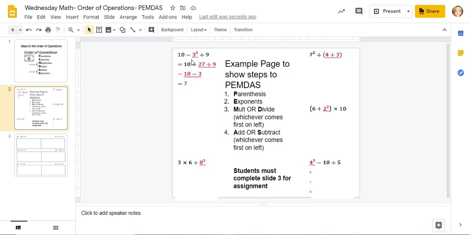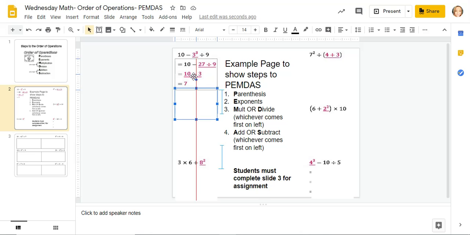10 minus 27 would be negative 17, and then divided by 9, you'd be left in some negative decimal world of mess, and that would be completely wrong. There are very specific steps to follow when you're dealing with multiple operations. So you had one operation here of subtracting, another of exponents, another of dividing. Those are not in the right order. So you had to do PEMDAS and then follow the correct order.